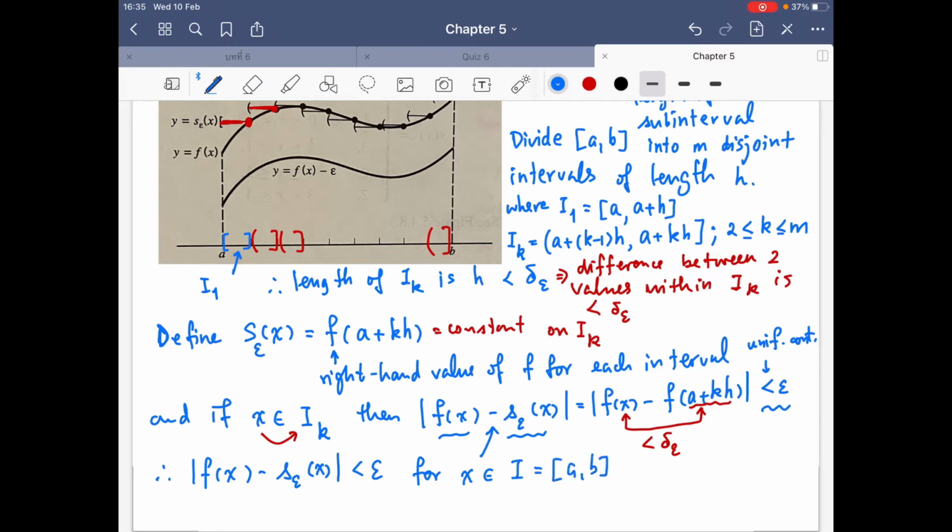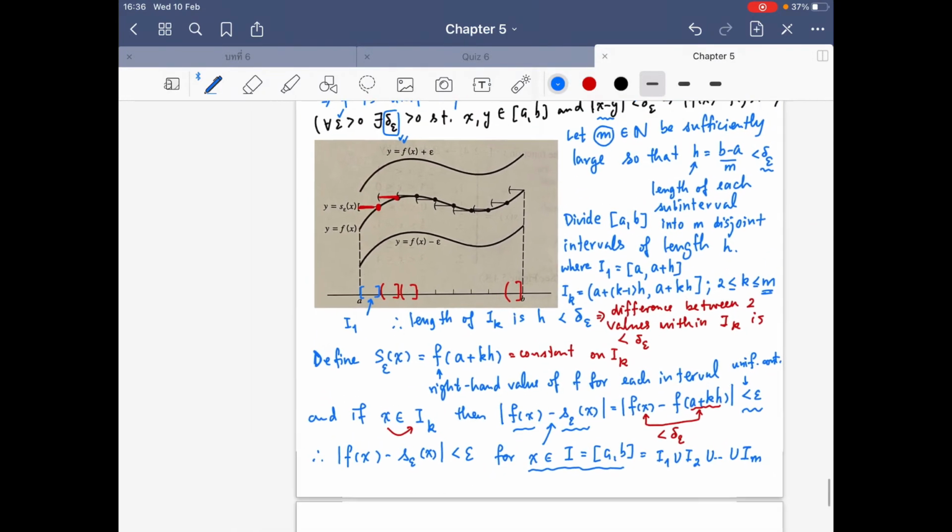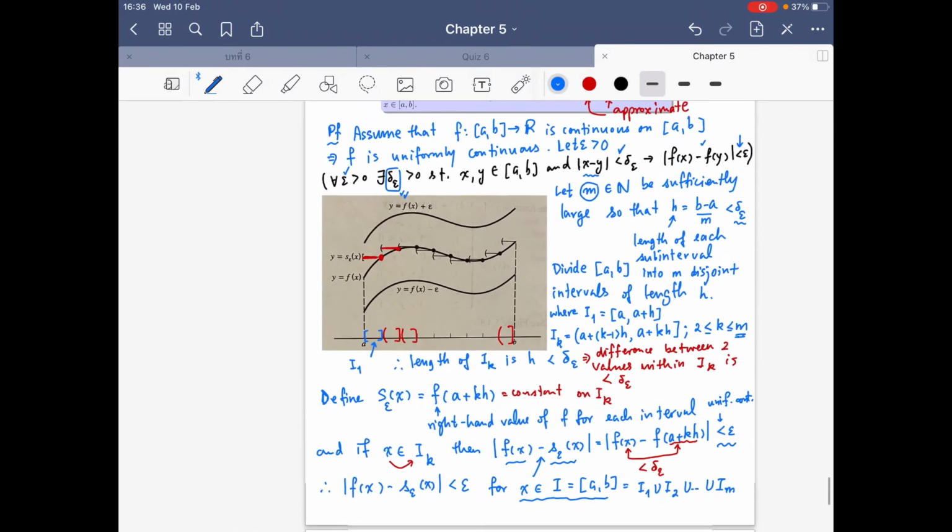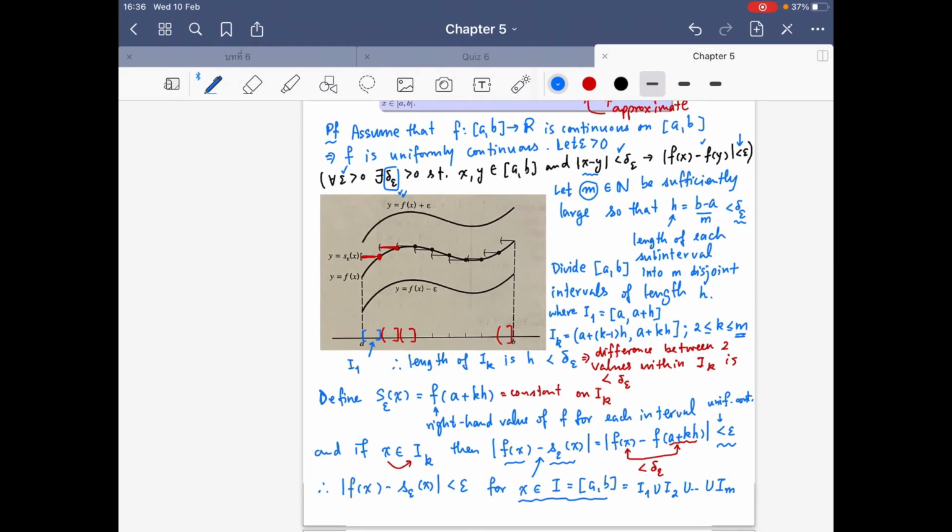Because don't forget that if you are talking about your x in this interval, we need to subdivide your a and b into I1 union I2 etc. up to IM, right? Because we divide this interval a to b into m subintervals. Okay.